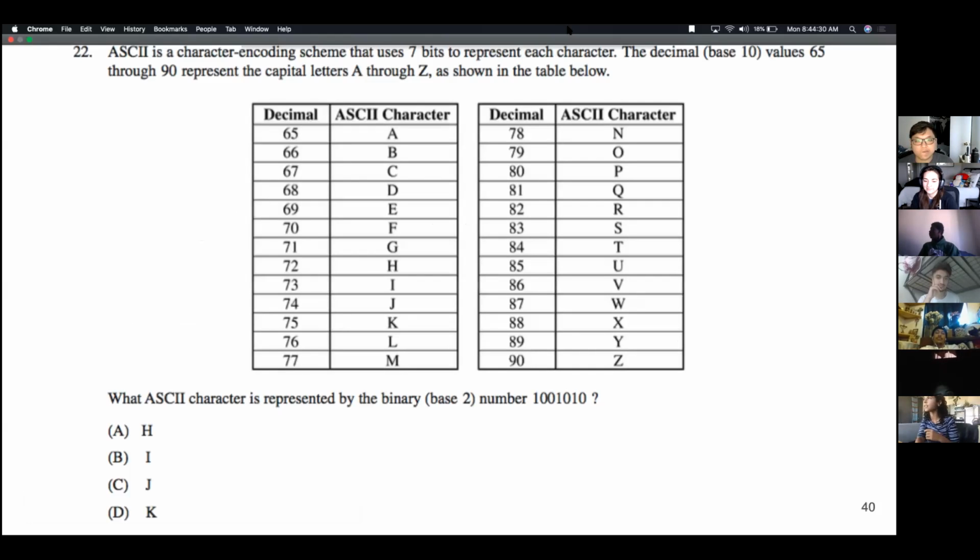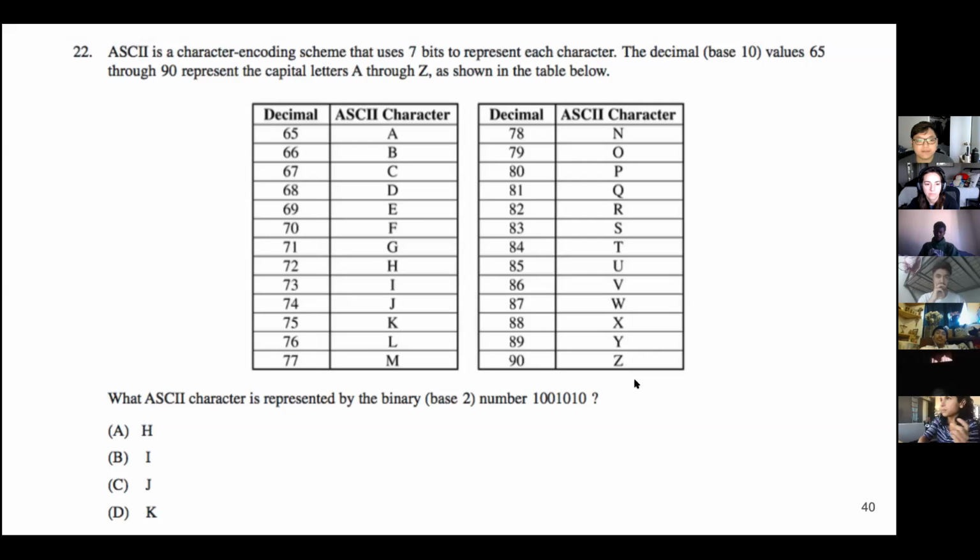So here's our first ever, oh my God, so exciting, first ever AP exam question. Okay, this is a real question from a couple years ago. And it says, ASCII is a character encoding scheme that uses 7 bits to represent each character. The decimal, or base, our number system.